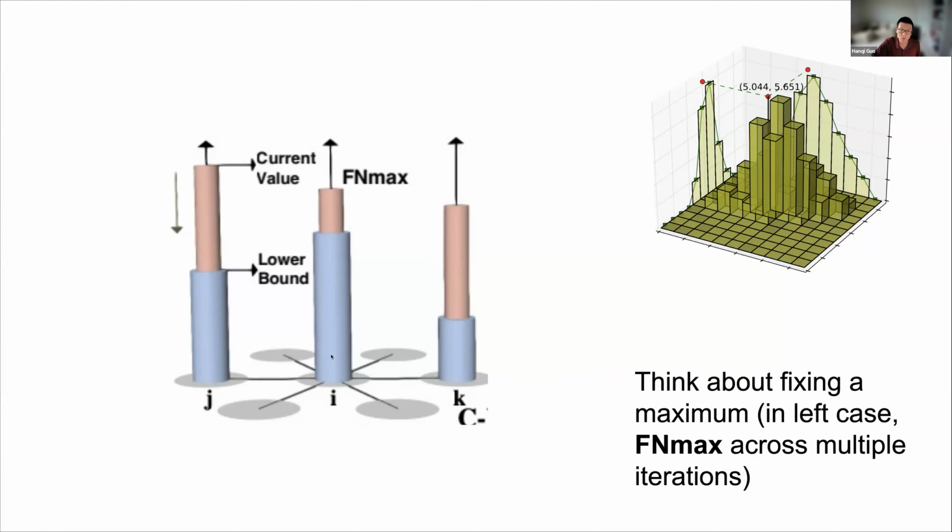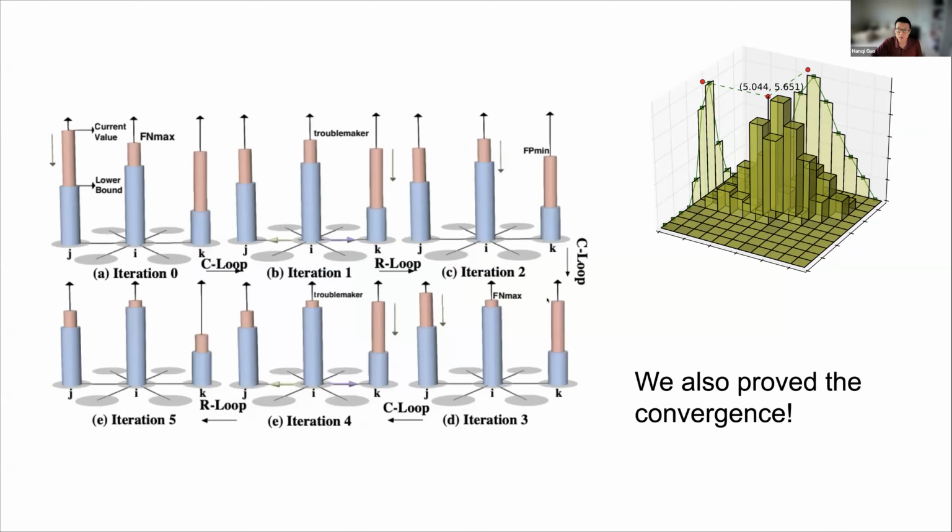Think about these blue columns as the original data values. We can see at I, it's a max. But after compression, the local max shifted to J. In this case, we can fix this local max by decreasing J and increasing I, so that I will become a local max again. This is the idea. We conduct a lot of these iterations to make the ordering consistent.